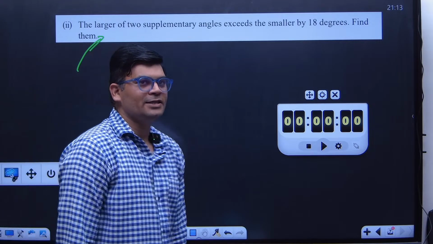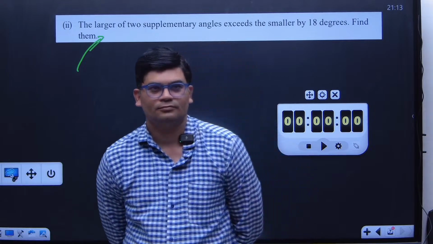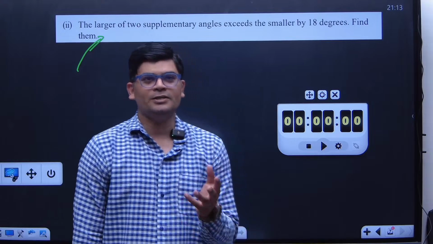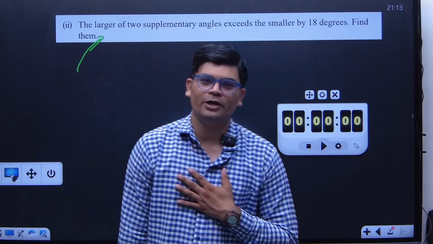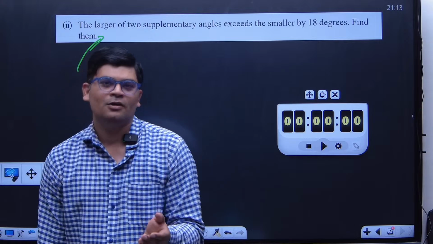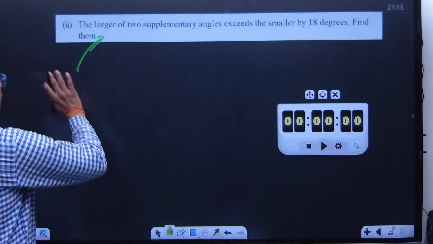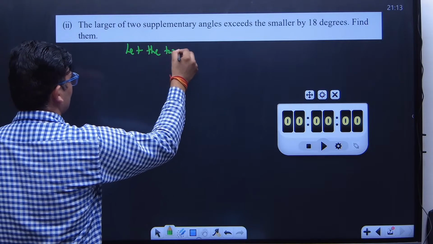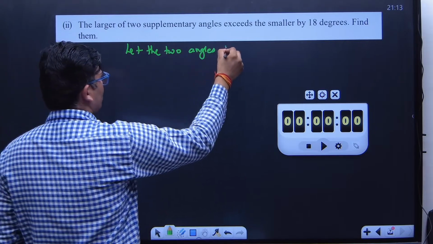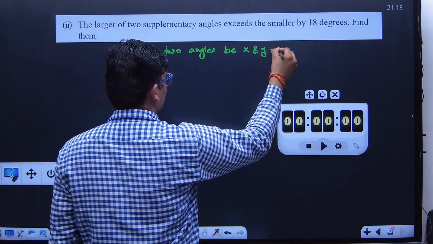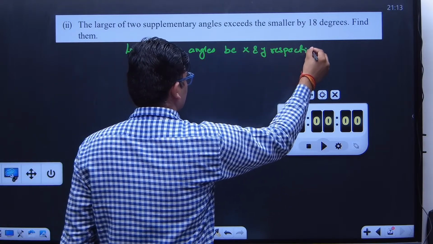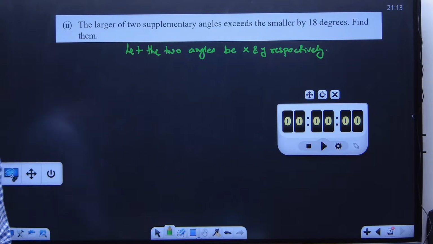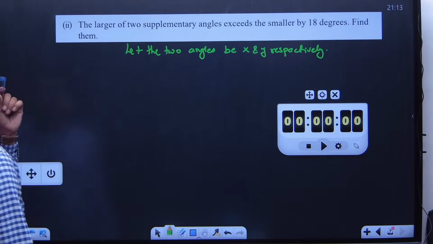What do you mean by exceeds? It's greater. It's more. So if I exceed you by 80 kgs, that means if you are 40 kg, I am 120 kg. That means we have to add. So first of all, we don't know the two angles, so let the two angles be x and y respectively.